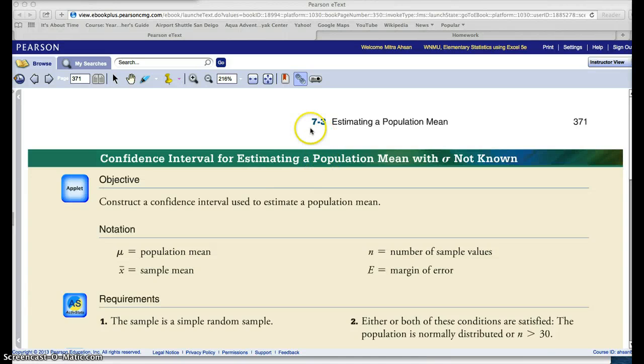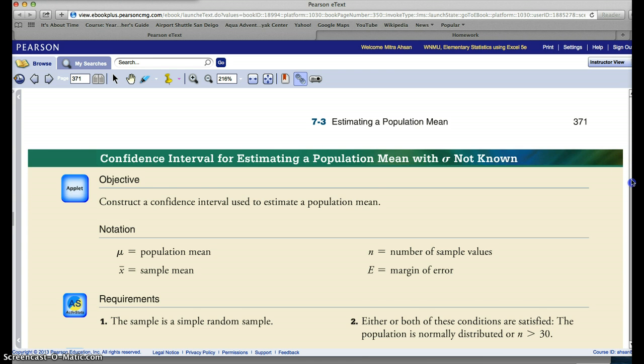Hi, in this video I'm going to do some problems from section 7.3. Section 7.3 is estimating a population mean. When we want to find a confidence interval for estimating a population mean, we have two cases. One is sigma is not known. Sigma is the standard deviation for the population.